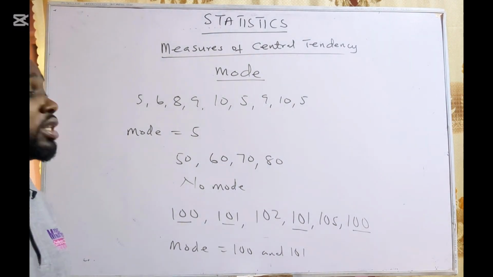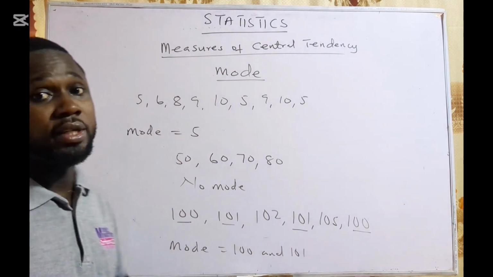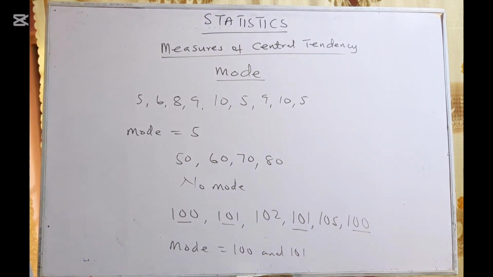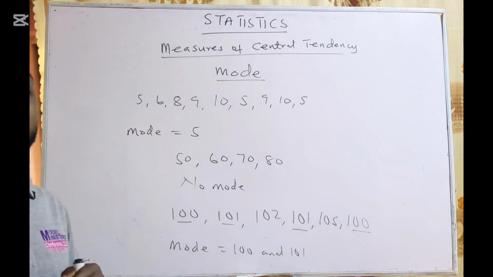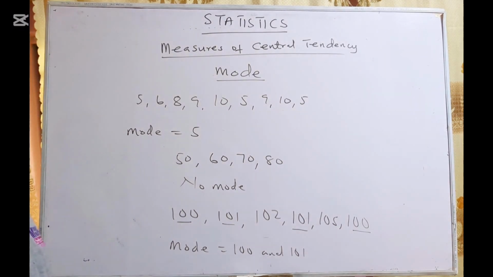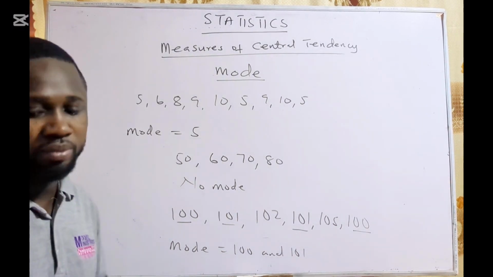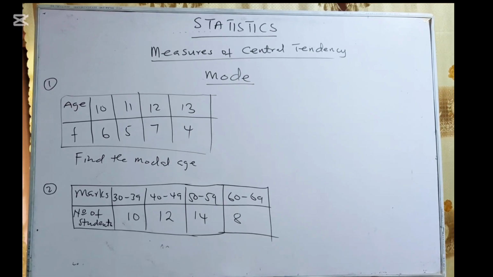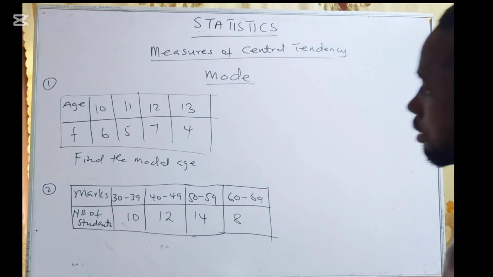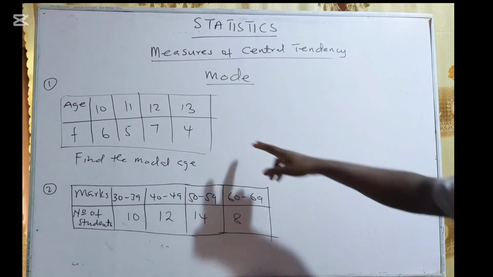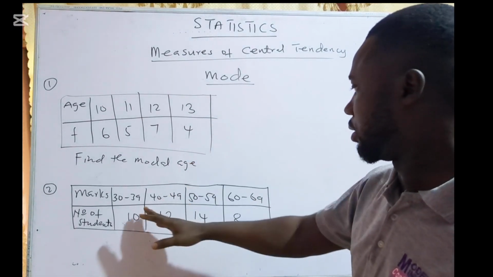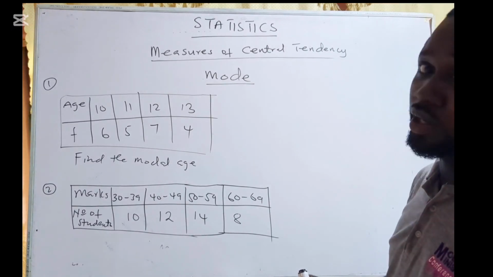So when you are given a set of numbers, just look through the set of numbers. The one with the highest frequency, or the one that occurs the most, becomes your mode. Let's also look at how you are going to find the mode from a frequency table. Let's look at the frequency tables here. This is ungrouped, and this is grouped.